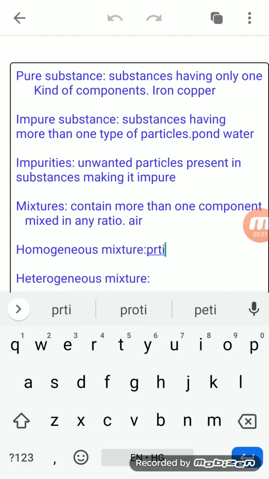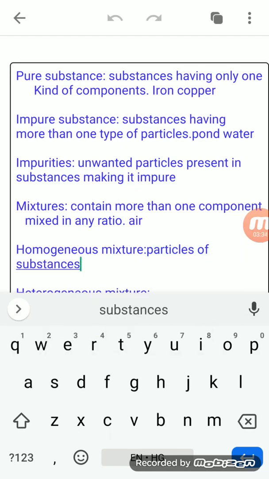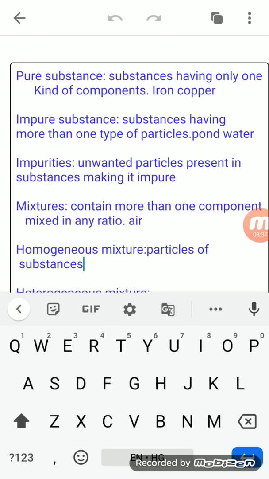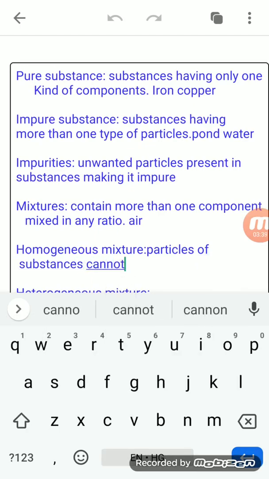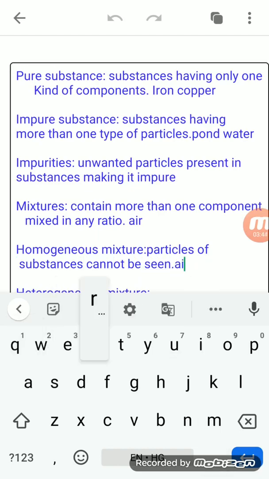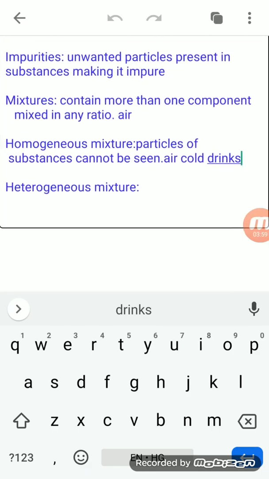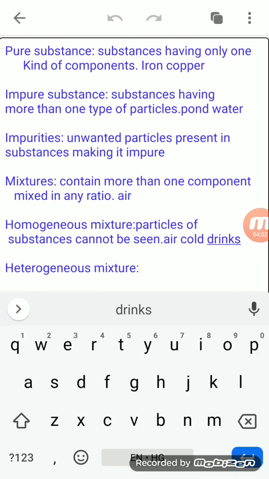A mixture in which the particles of the substance cannot be seen. Example, air. Example, cold drink. By looking at the cold drink, you are not able to say that it consists of other mixtures or that it consists of air in it. So this kind of mixture is known as a homogeneous mixture.